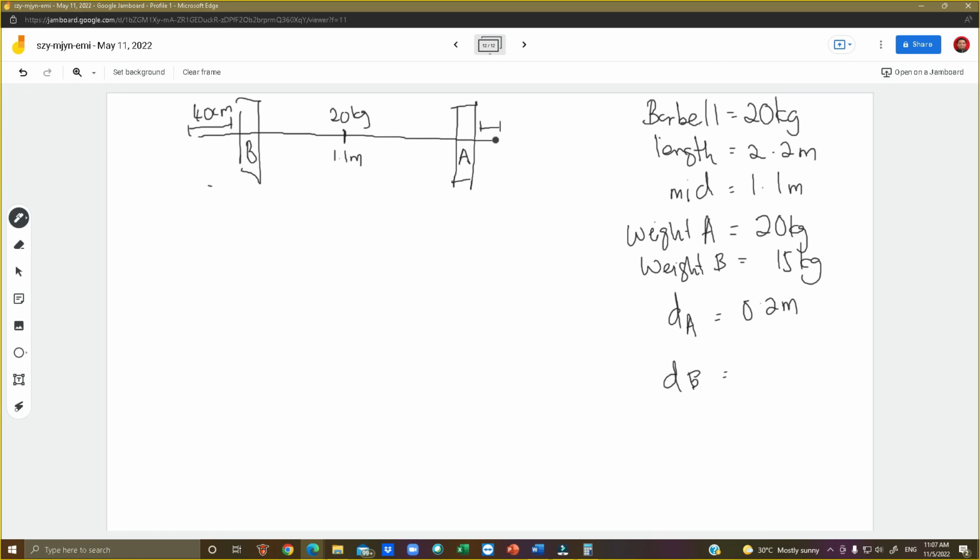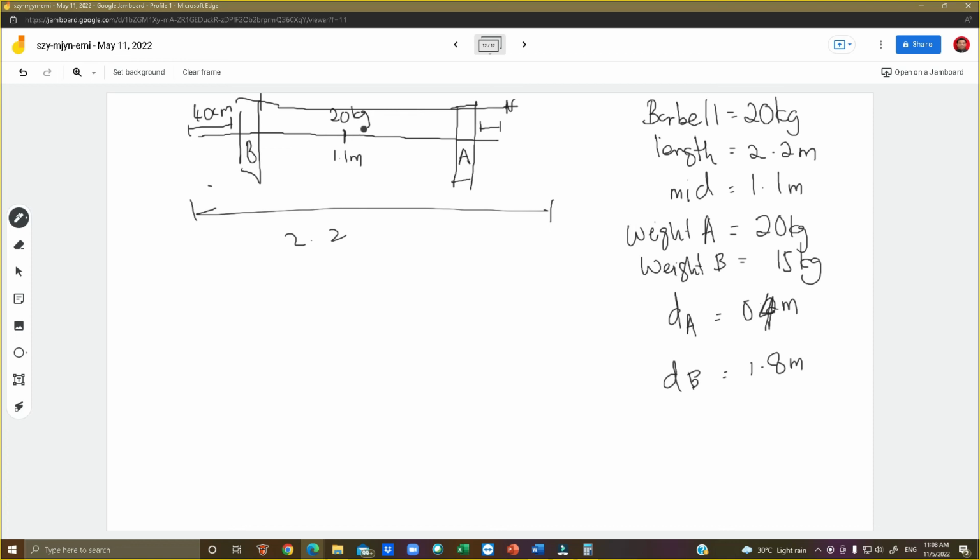If this length is 2.2, divided by 40, this length, the length between the end and B, is 1.8 meter. Okay. That's what we have now. Why 0.2? It's 0.4, 40 cm. Okay. So we have 1D, 2D, 3D, 3 weights. Alright.